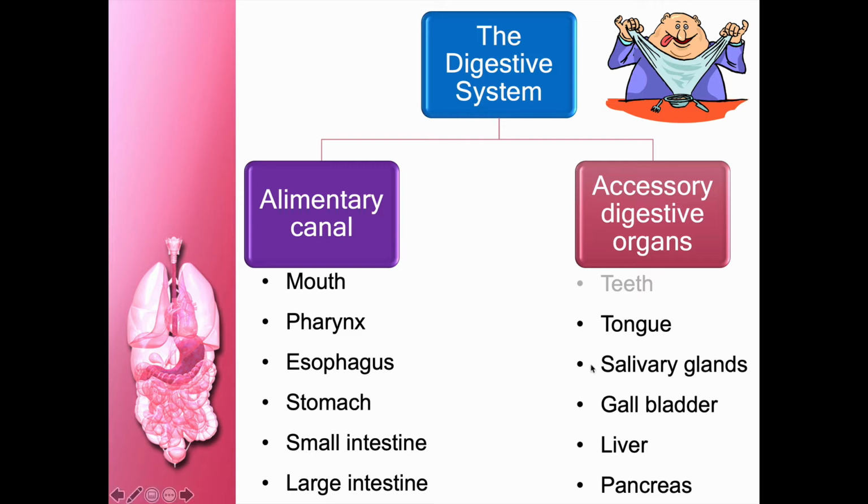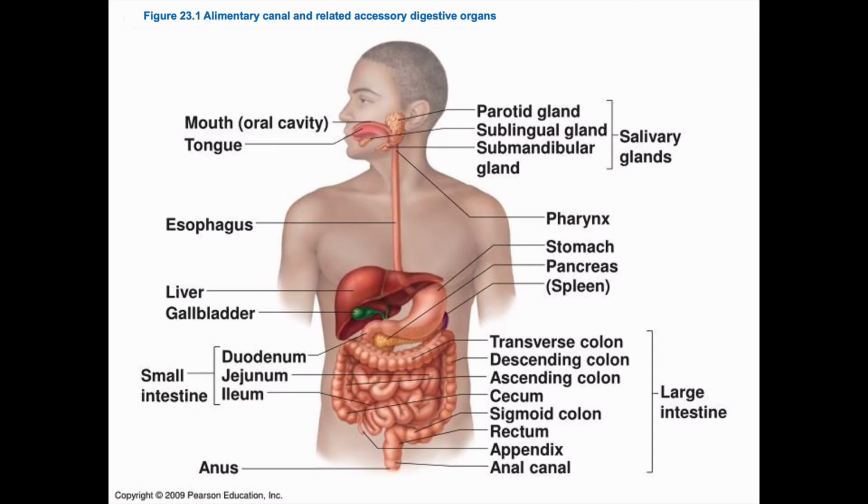Then the gallbladder, which is a temporary storage in the alimentary canal that stores the bile juice coming from the liver. The liver is the largest exocrine gland, present in the right hypochondrium, and the pancreas is present in the retroperitoneal space. This is the overall view of the alimentary canal.